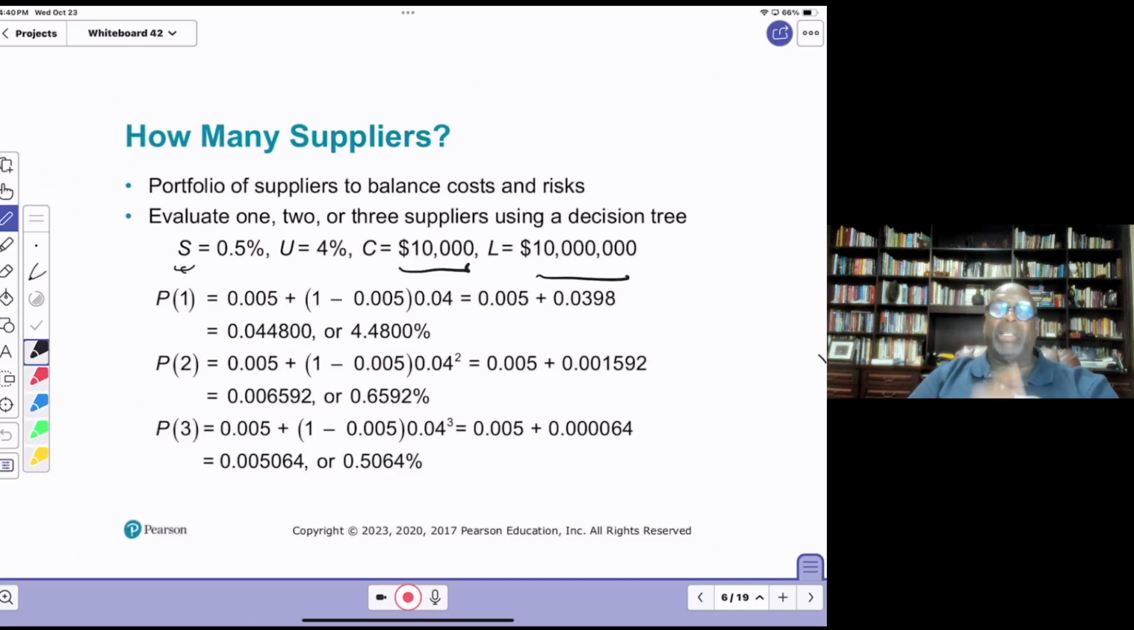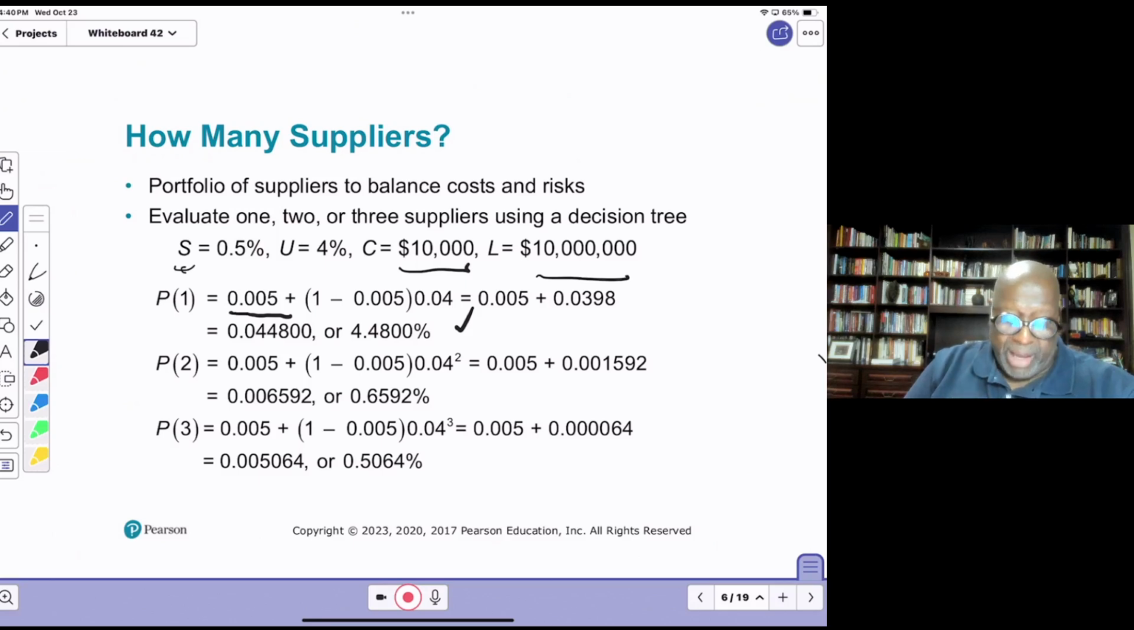So if we're talking about a single supplier in this case, then this is the probability of just that single supplier being interrupted. So it's the probability of the super event times 1 minus the probability of the super event times the probability of a unique event. Right? And so that gives us a probability of 4.48% here.